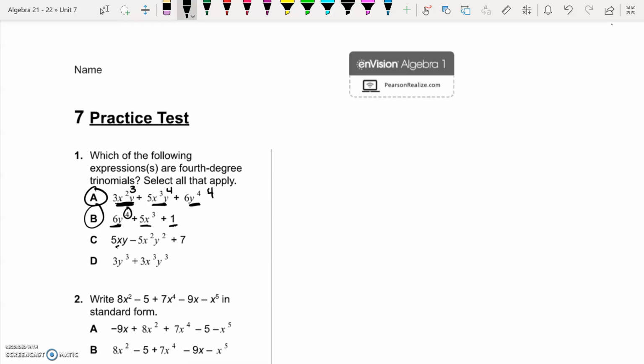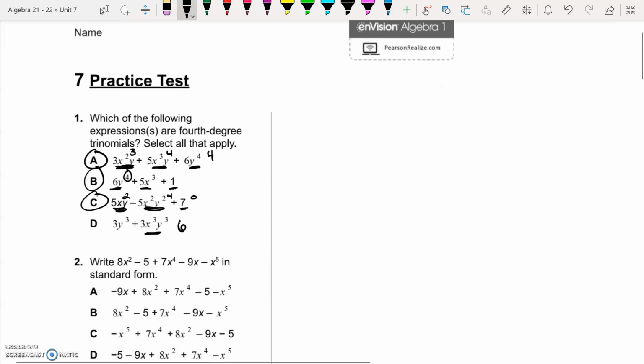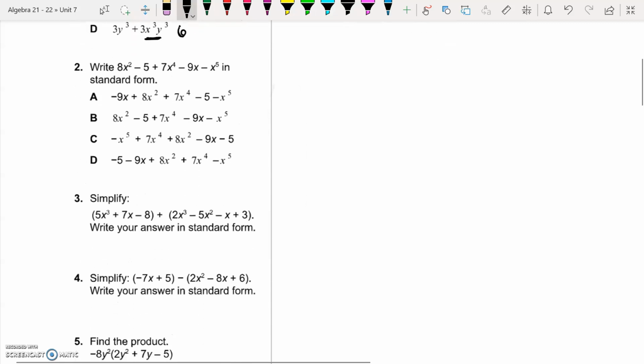If I look at this one, the degree on this one would be 2, this one would be a 4, and this one would obviously have a 0. Now if you think about it, that 4 is still the fourth degree, and it's going to be a trinomial because there's 1, 2, 3 terms. This would be a 6th degree, so that one's automatically out because it's not a fourth degree trinomial. And it's actually a binomial because it only has 2 terms. So A, B, and C all work on the practice test.